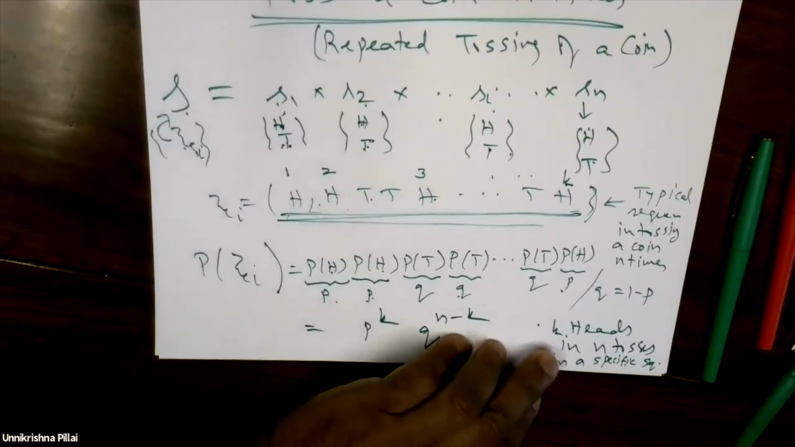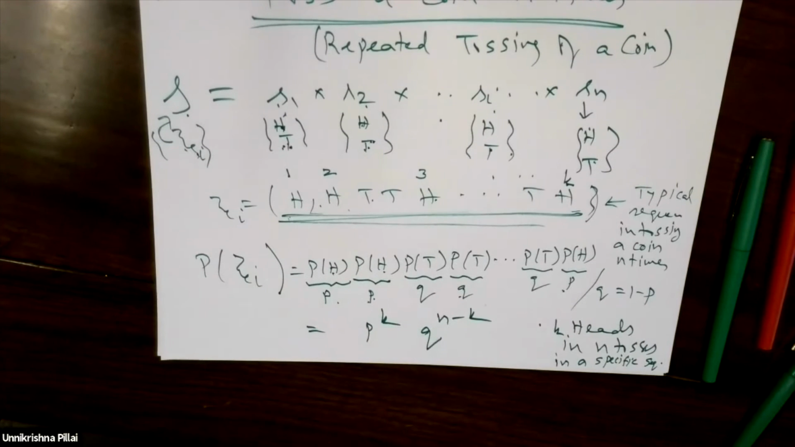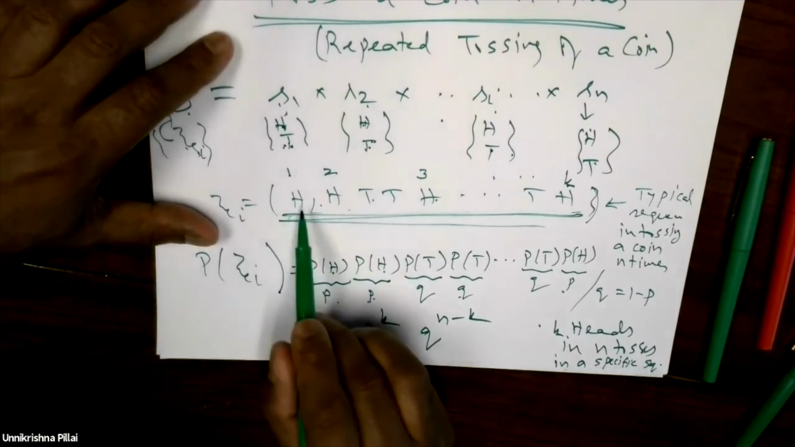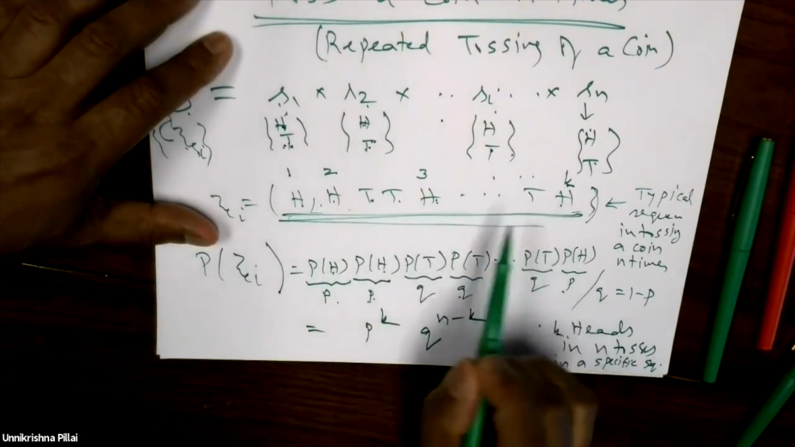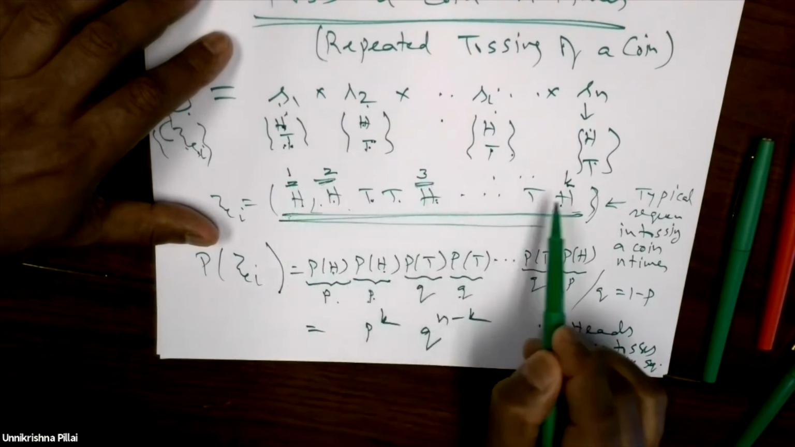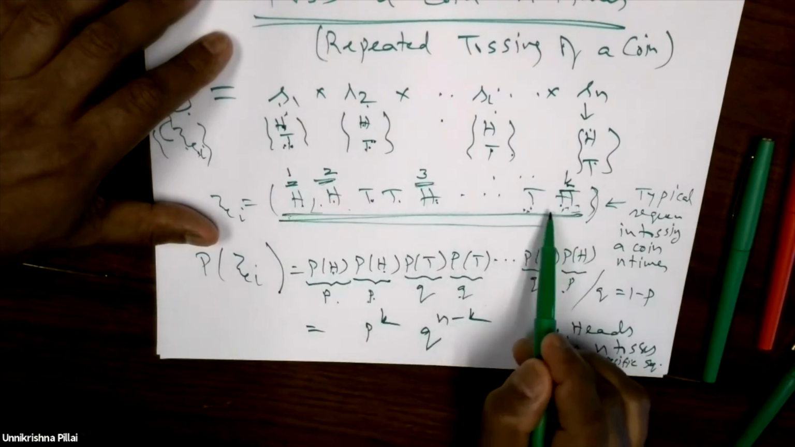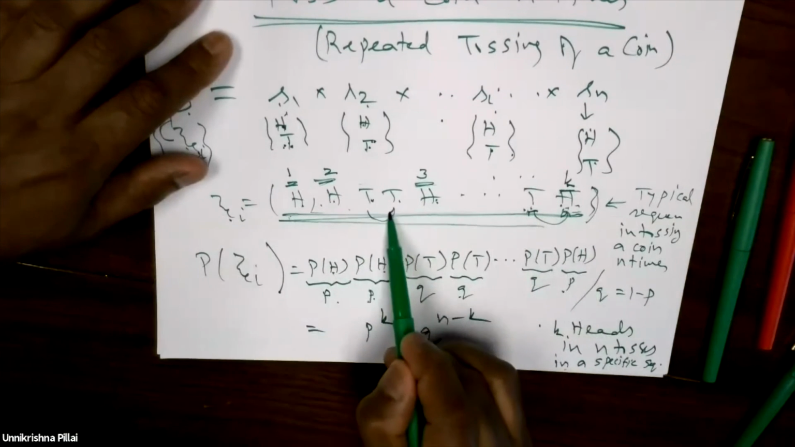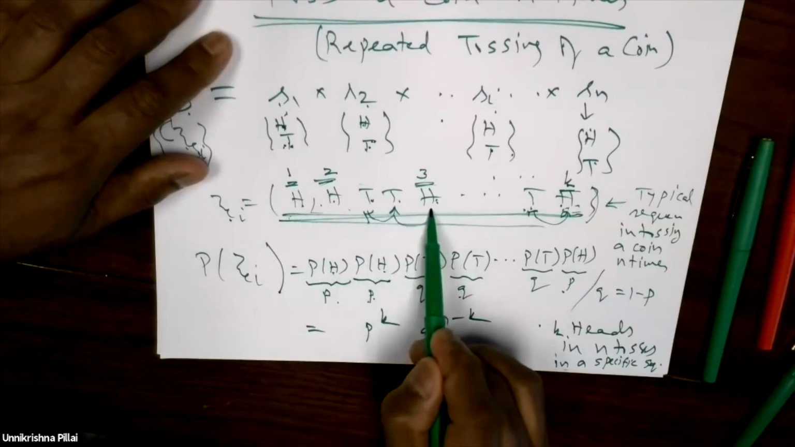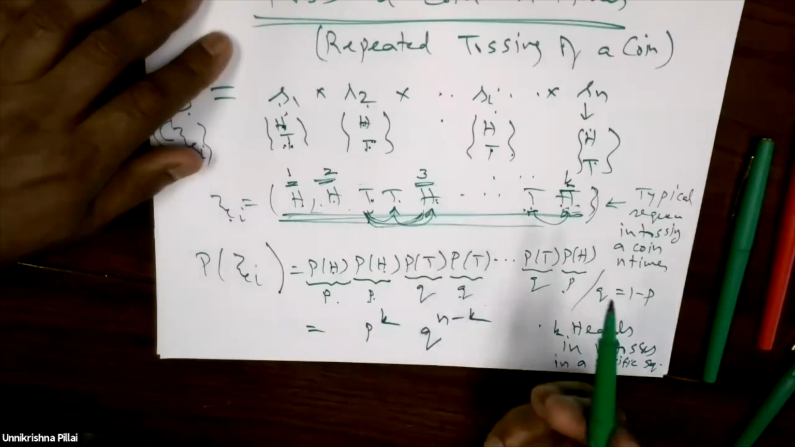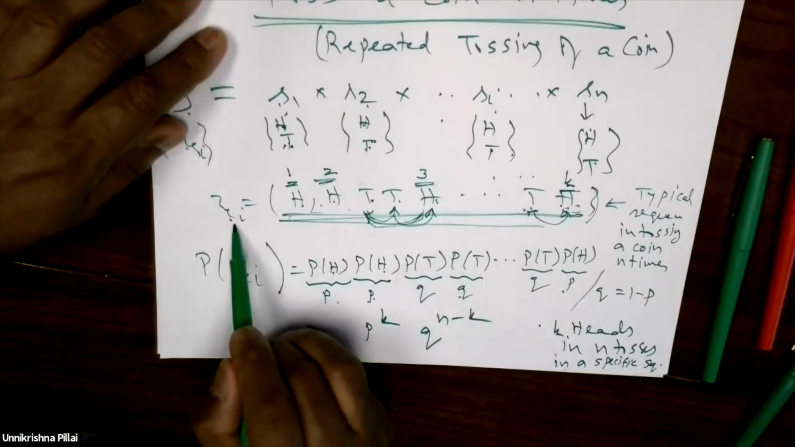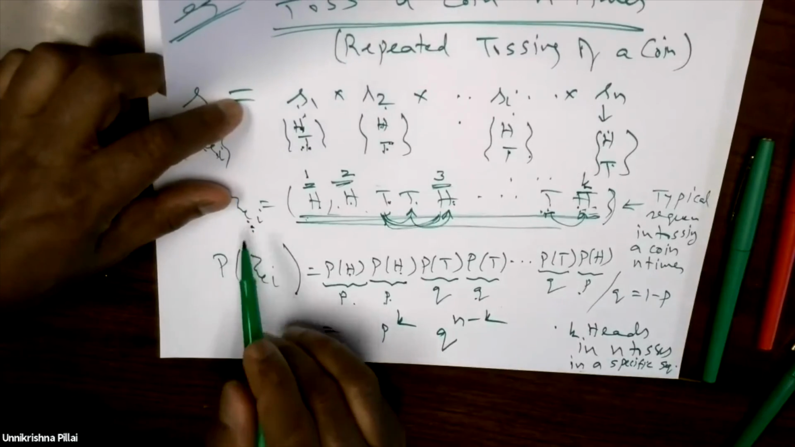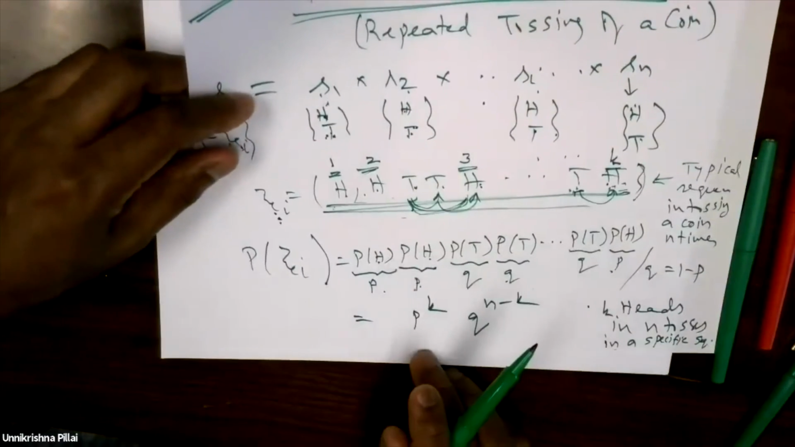I hope you can read it. I'll read to you what I just wrote there. What I wrote is K heads in N tosses in a specific sequence. Look at here, this is a specific sequence. It is true the total number of heads here is K, but I could flip these two. Still I'll get K heads in N tosses, but I'll get a different sequence. I could flip these two, or these two, and I'll get a different sequence. So this is a particular sequence with the K heads in N tosses.